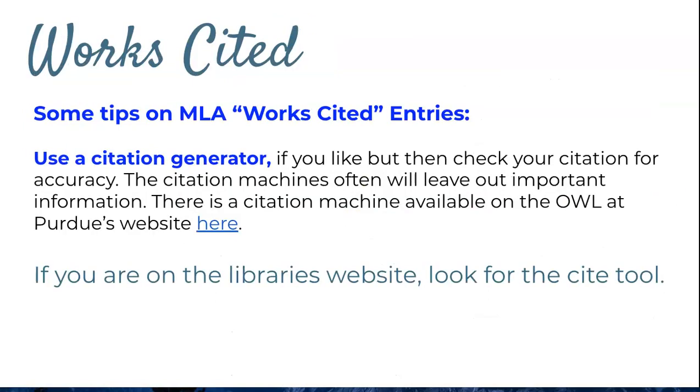So as you're making your works cited entries, I have some tips for you. One thing that you might want to do is use a citation generating machine, and that just saves some time. There's one on the OWL's website, that's great, and you just paste in the link and it creates a citation. But make sure that you check it for accuracy because it's not 100% accurate. So let's look at what that might look like.